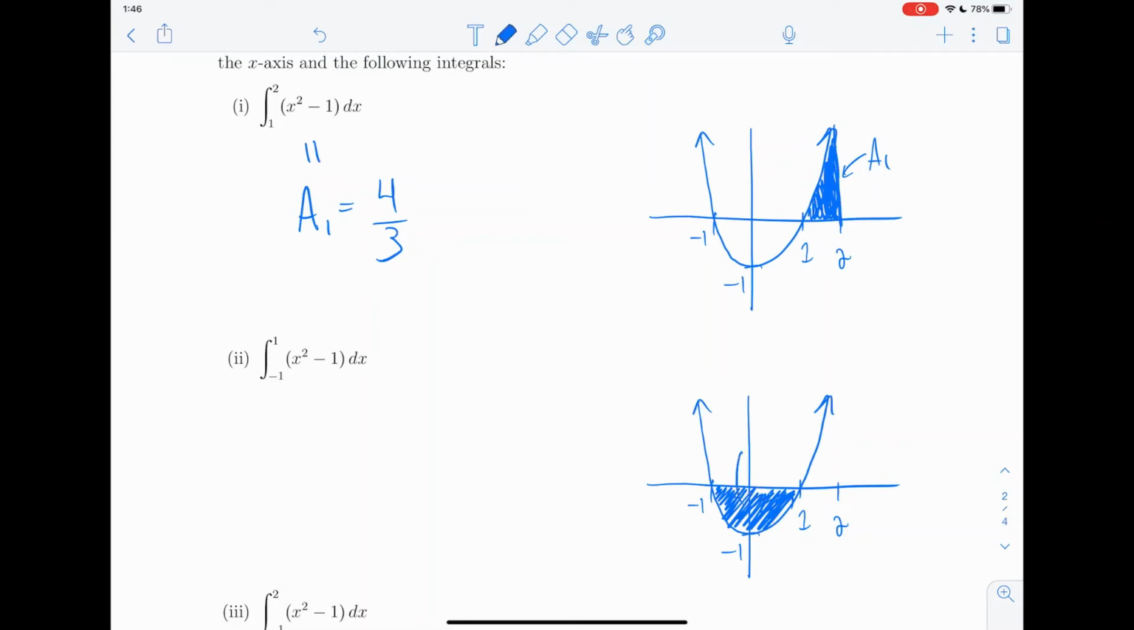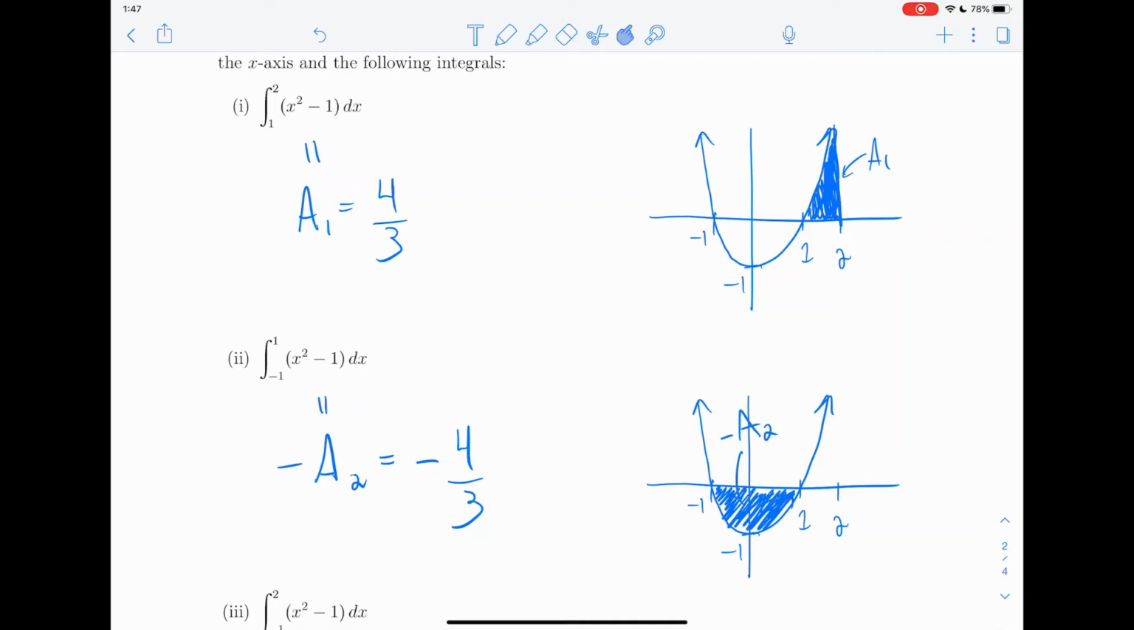I'm going to call this area negative A2. So it turns out here, this is negative A2. You'll have to, again, just trust me on the following fact. It turns out that this area is equal to negative 4/3. So what that means is A2 is equal to 4/3.